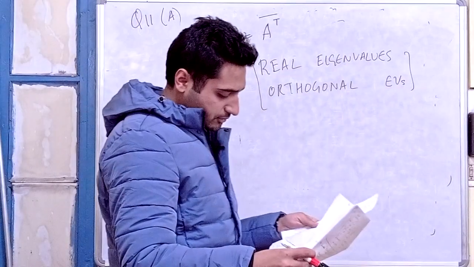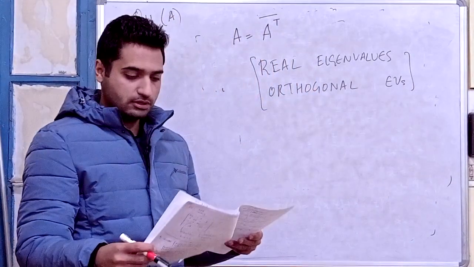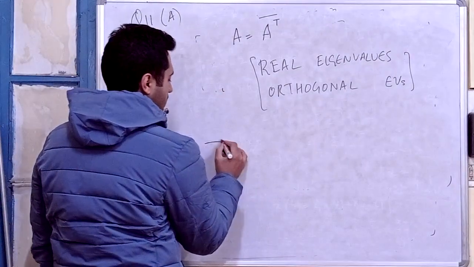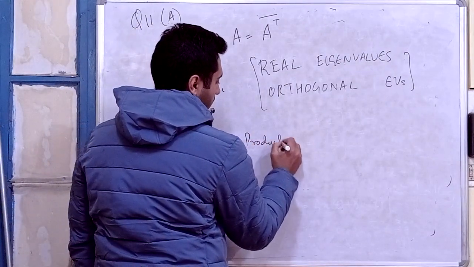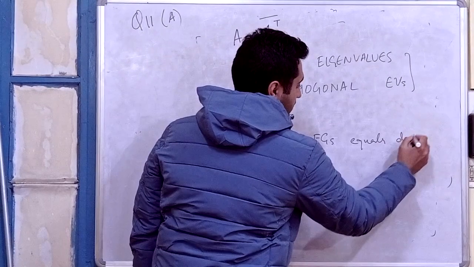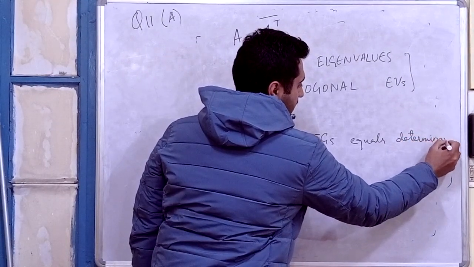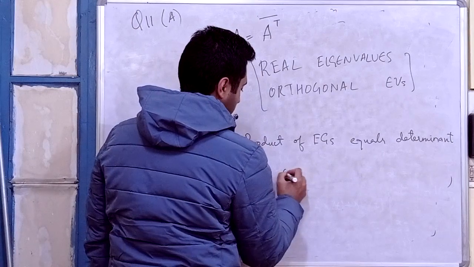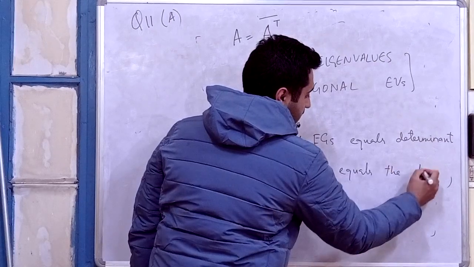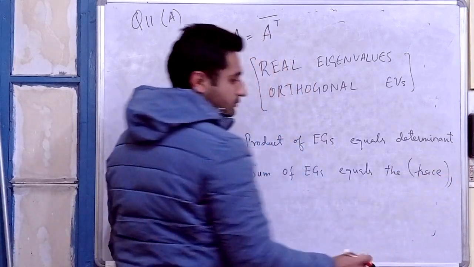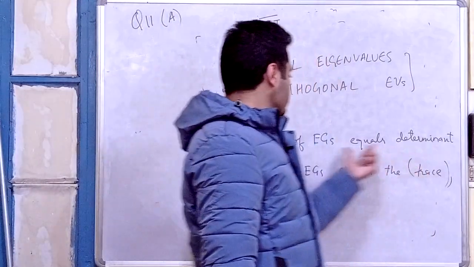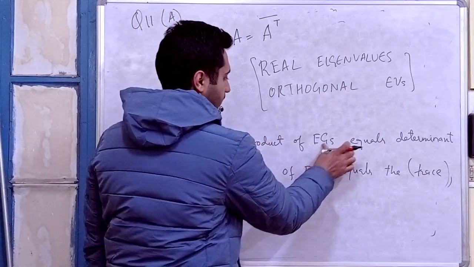What is the other option? Product of eigenvalues equals sum of diagonal entries. This is wrong. Product of eigenvalues is not equal to the sum. It is equal to the determinant. This is a property: product of eigenvalues equals the determinant of the matrix, and sum of eigenvalues equals the trace. You know, right? Trace is the sum of the diagonal entries. Take the sum of the matrix's diagonal entries, that will be the sum of eigenvalues. And take the determinant of the matrix, that will be the product of eigenvalues.